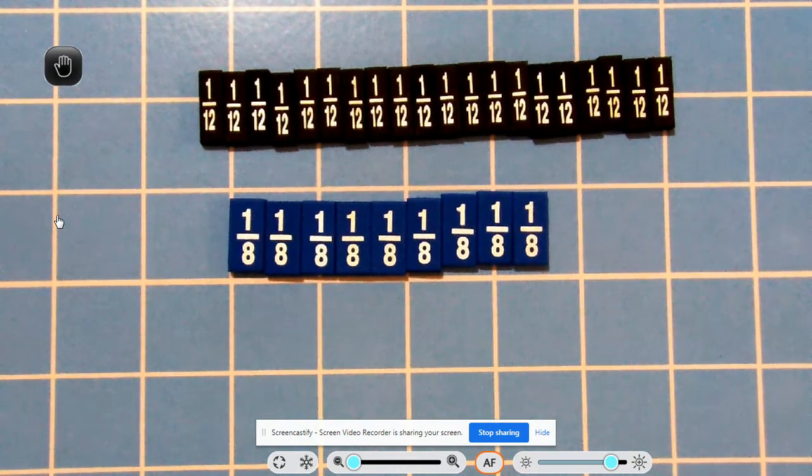Hello again, fourth grade. In today's video, we're going to work with adding and subtracting fractions when you have an improper fraction. Now, let me show you an example.